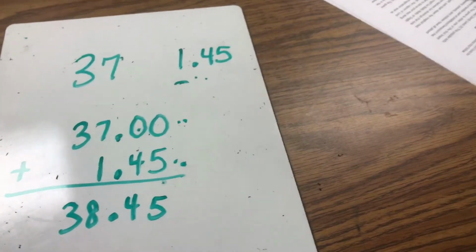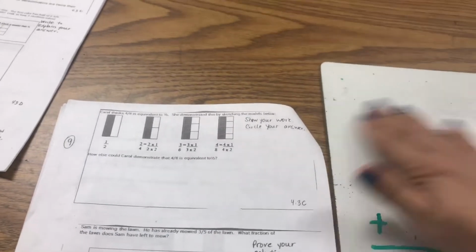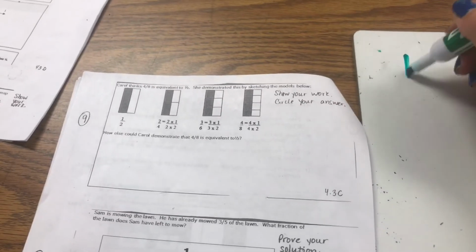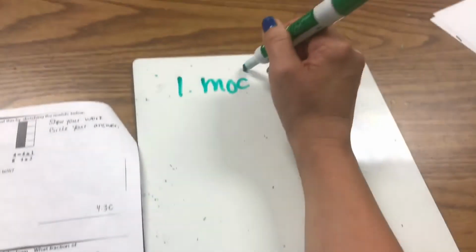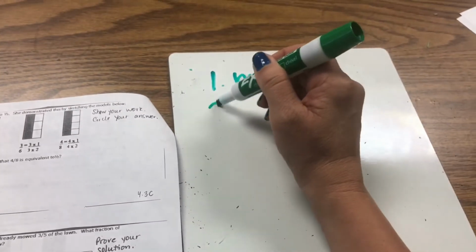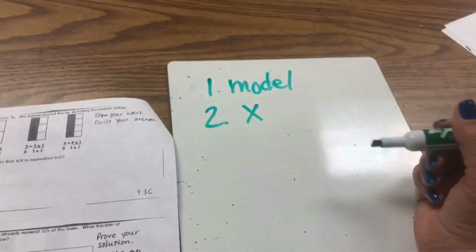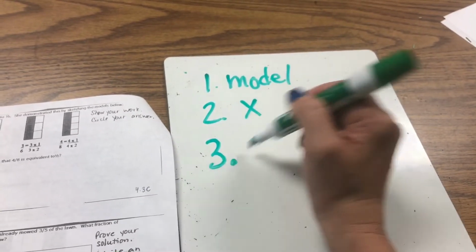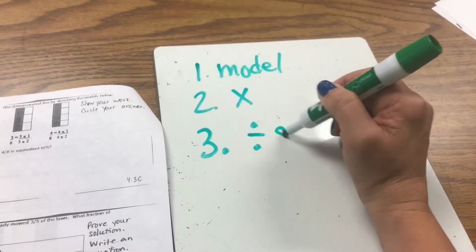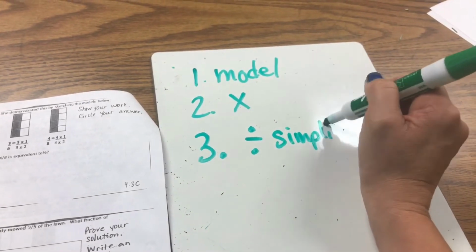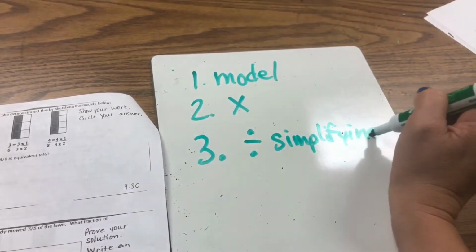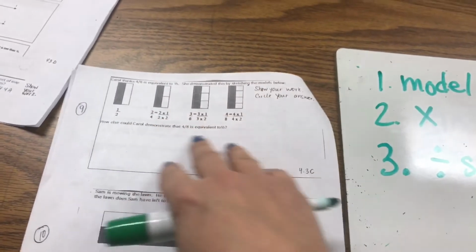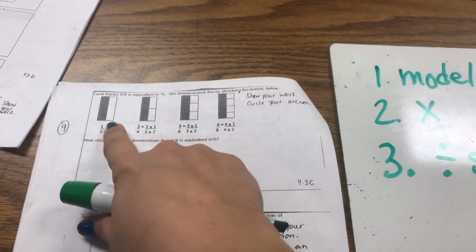Okay, on number 9, we are generating equivalent fractions. We learned 3 different ways to do this. We learned how to do this using a model. We learned how to generate equivalent fractions by multiplying. And we learned how to generate equivalent fractions by dividing, which we can also call simplifying. Okay, so in this problem, it's showing you a model.